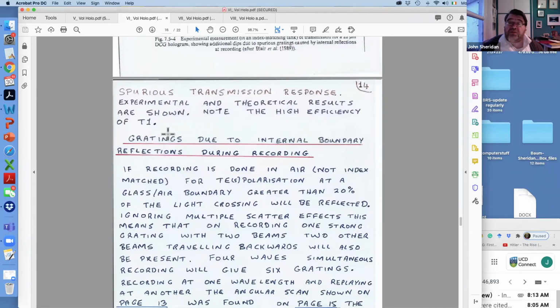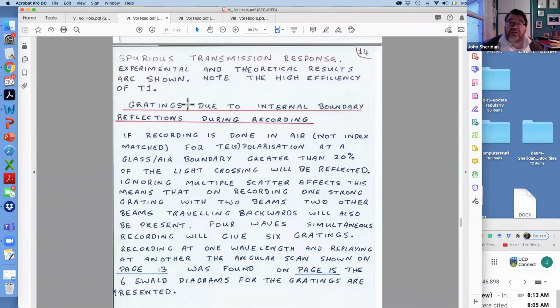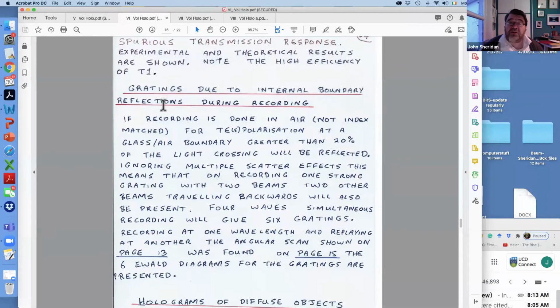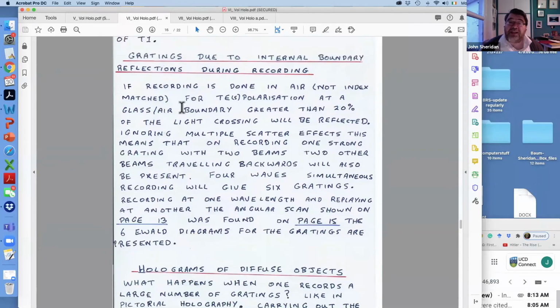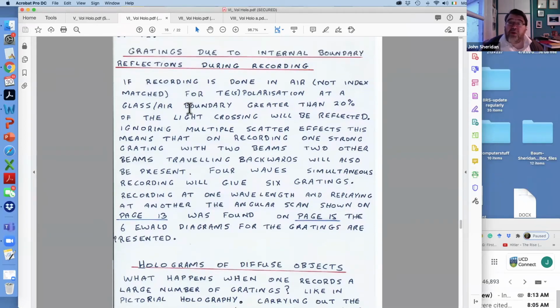So spurious transmission response, experimental and theoretical results are shown, and note the high diffraction efficiency of the T1 value. Gratings due to internal boundary reflections during recording. We mentioned this the last day. If recording is done in air and not index matched, for T polarization at a glass area boundary, we're going to get an amplitude scatter of about 0.2. And 0.2 squared is equal to 0.04, so that's 4% of the intensity. But we've got 20% of the amplitude. 20% of the amplitude of the light crossing will be reflected.